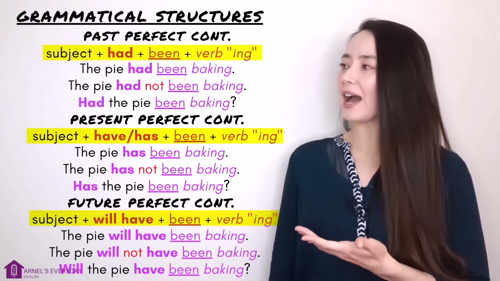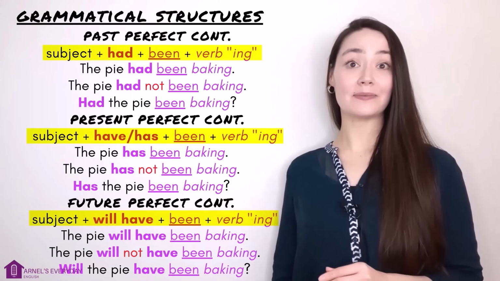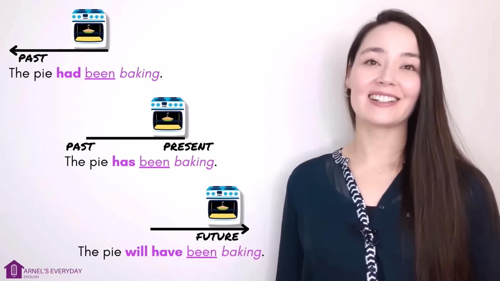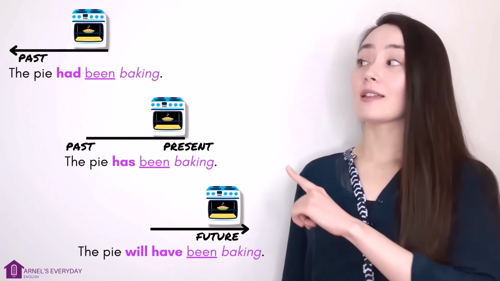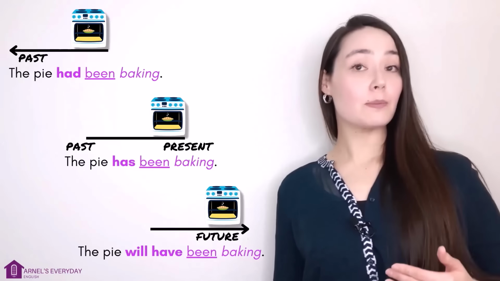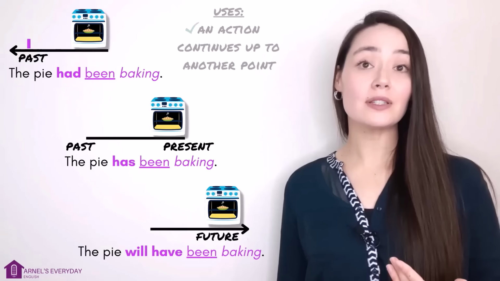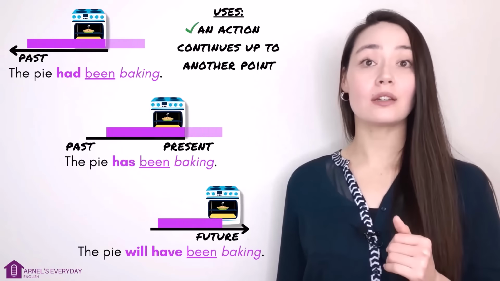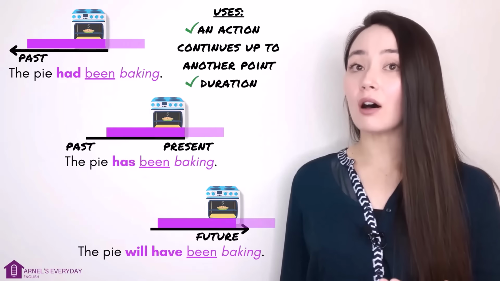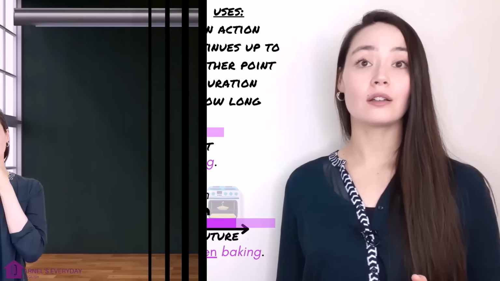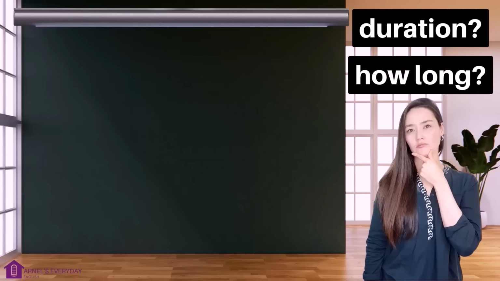Okay, so how do we use these tenses? I have my timelines and the examples we've just looked at. The pie has been baking. The pie had been baking. The pie will have been baking. The perfect continuous tenses emphasize an action that continues up to another point, and the emphasis is on duration. How long? Duration? How long?